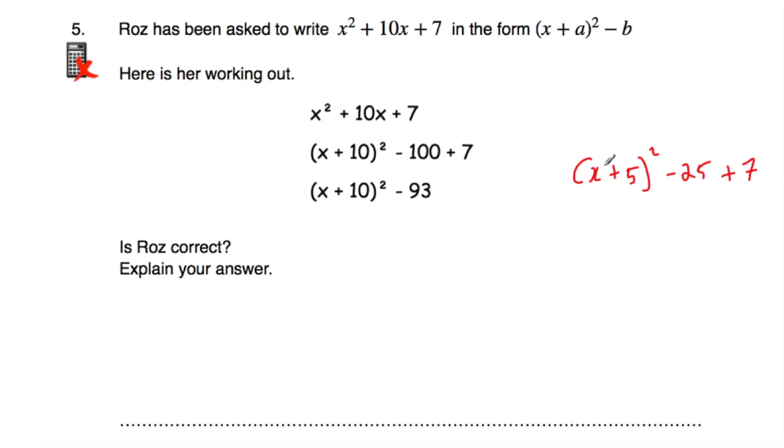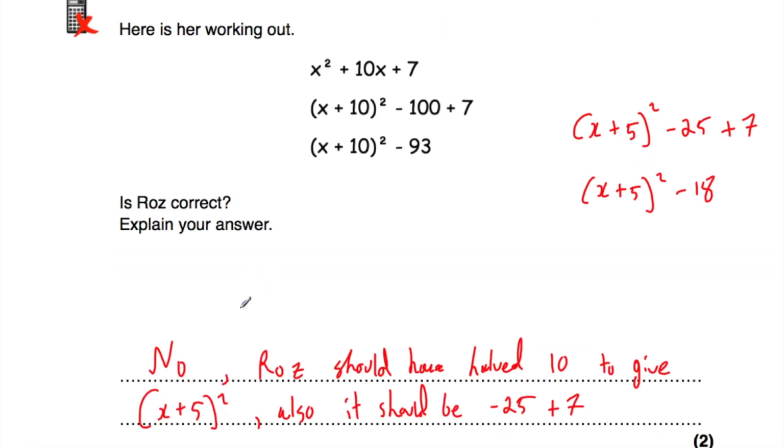So actually, she's taken away 10 squared, which is minus 100, and then she's still got our plus 7. And that's our mistake. This shouldn't be plus 10, it should be plus 5. So let's explain that. The question says, is Rosa correct? And I've said no. Rosa should have halved the 10 to give (x plus 5) squared. And then also, it shouldn't be minus 100 plus 7, it should be minus 25 plus 7. And the actual answer would be (x plus 5) squared minus 18. So that's it. Rosa is incorrect.